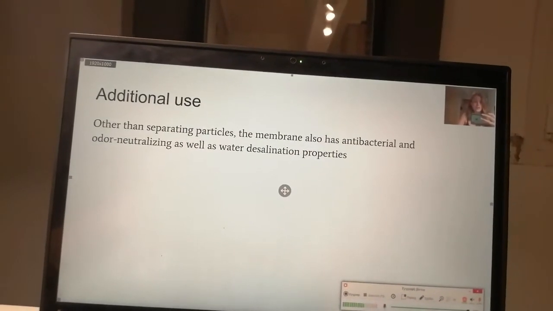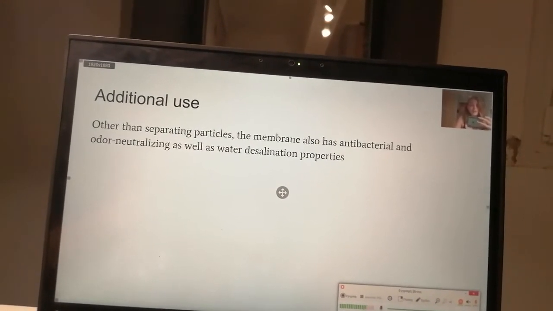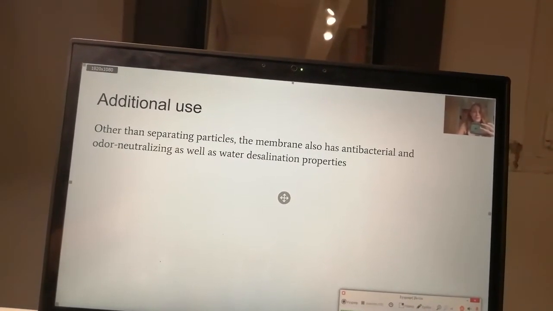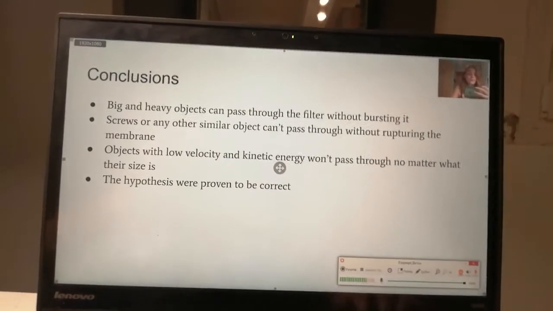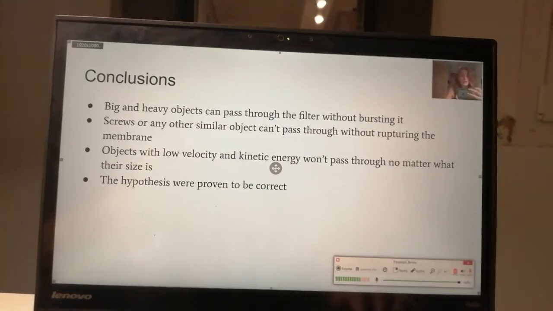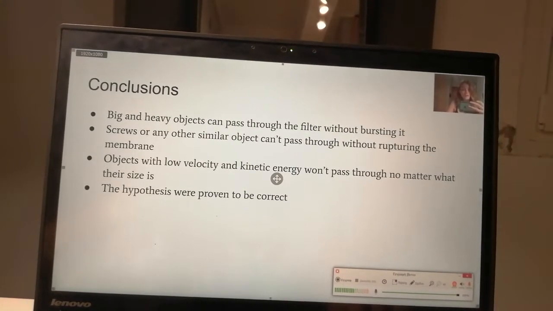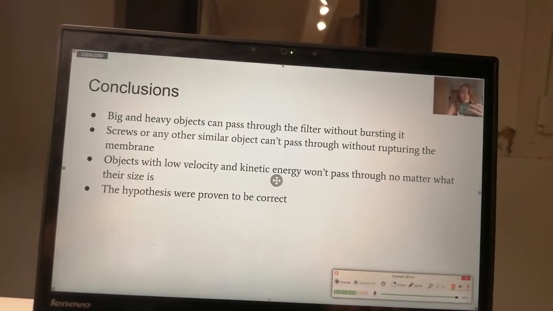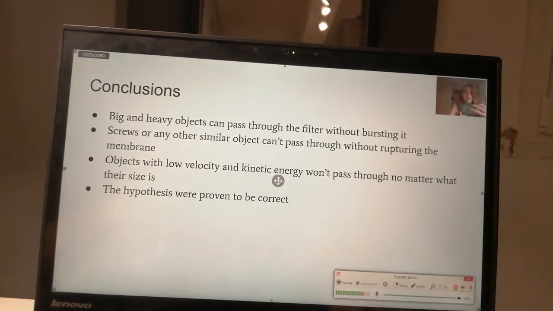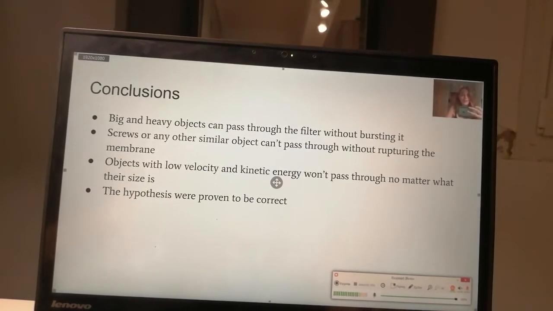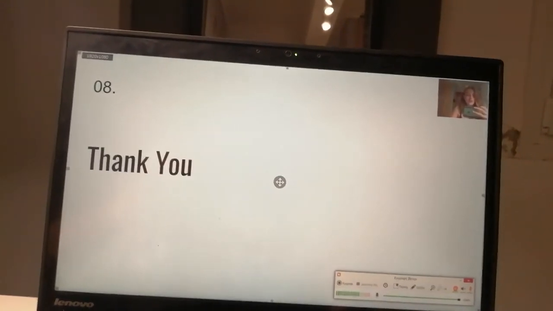In additional use, other than separating particles, the membrane also has antibacterial and odor neutralizing as well as water desalination properties. For the conclusions, the big and heavy objects can pass through the filter without bursting it. The screws or any other similar object can't pass through without rupturing the membrane. Objects with low velocity and kinetic energy won't pass through no matter what the size is, and the hypotheses were proven to be correct. Thank you for your attention.